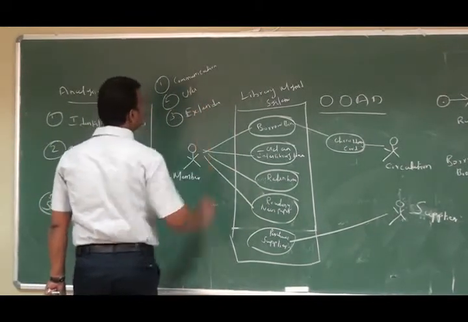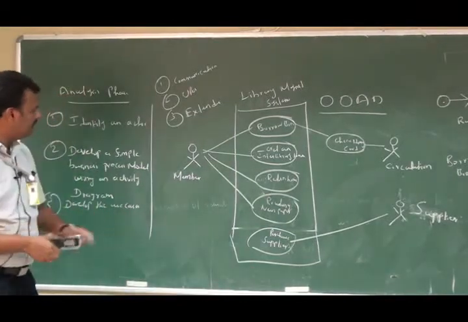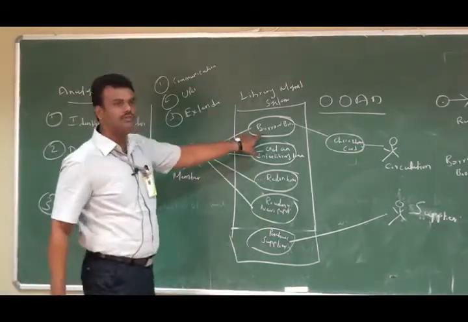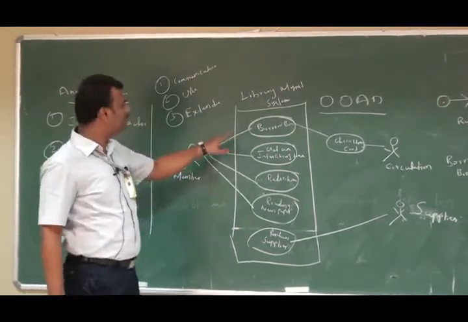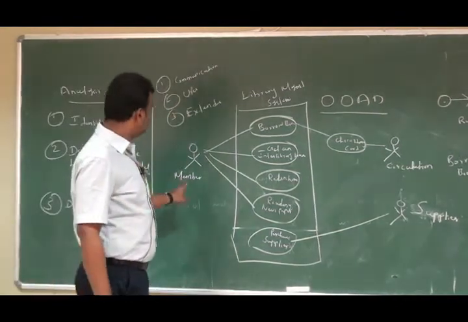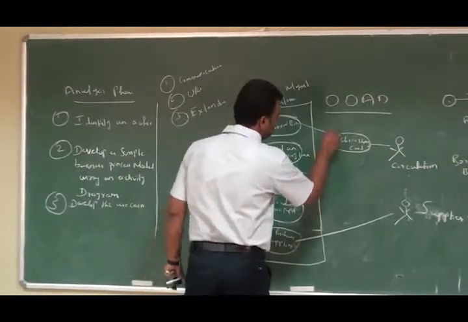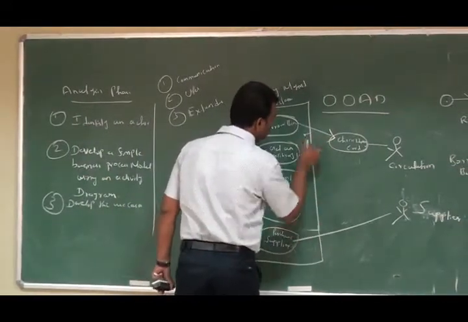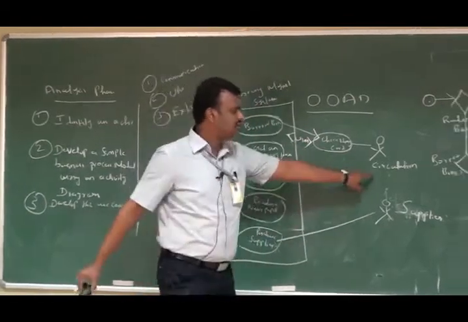Okay, what do you mean by uses relationship? Then extends relationship. What do you mean by communication? The actor communicates with the system's use cases. That is the line connected between the actor and the use cases. Okay, that is the first relationship. The second is the uses relationship. Suppose the member is going to borrow books from the library. The borrow books uses check library card. That is done by the circulation clerk.